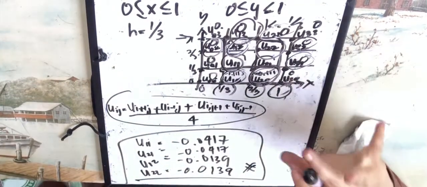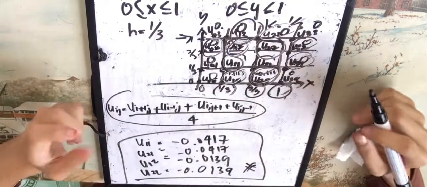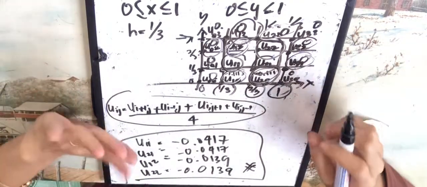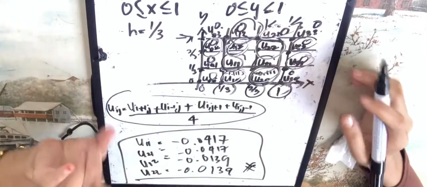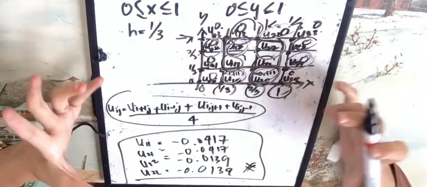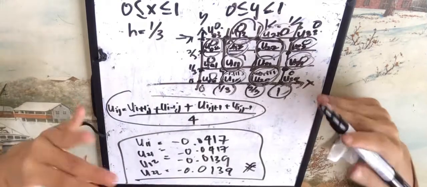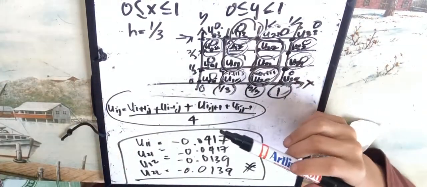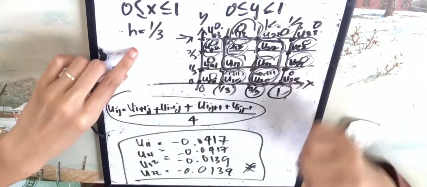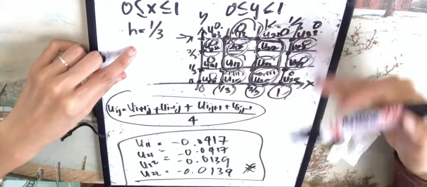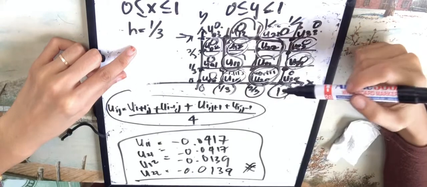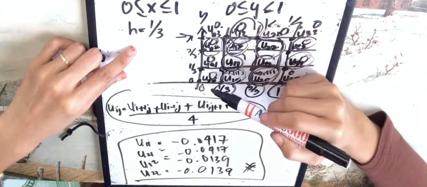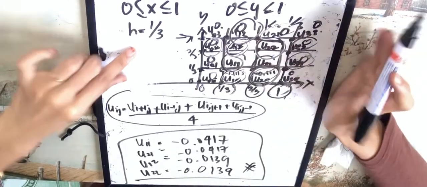Okay, right, so this is the steps for the explicit finite difference method. Let me summarize. The first step is you need to draw the graph or the grid. After you draw the graph, you need to label. So h and k. h is the step size for x, k is the step size for y. After you label and write down your U11 and so on, we proceed to step number 2.